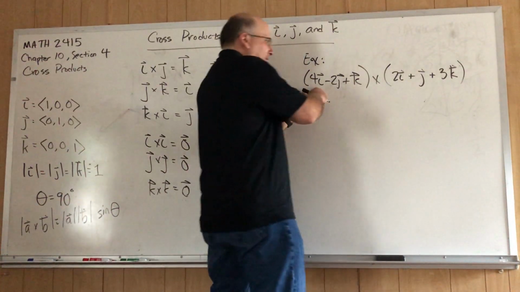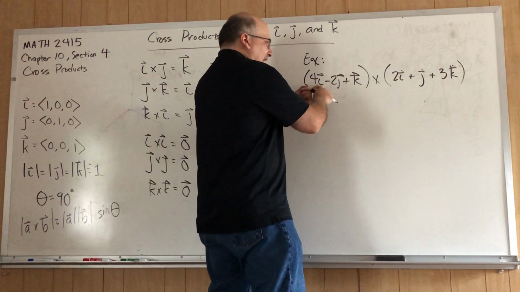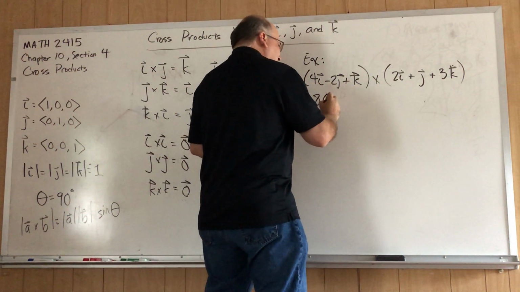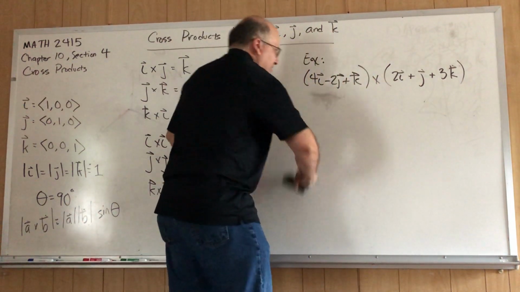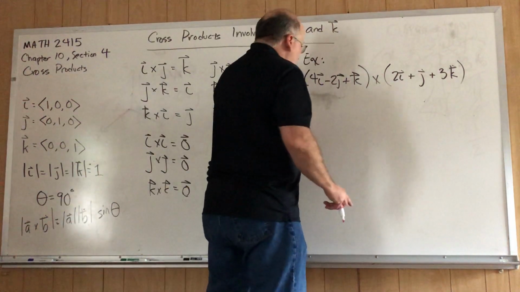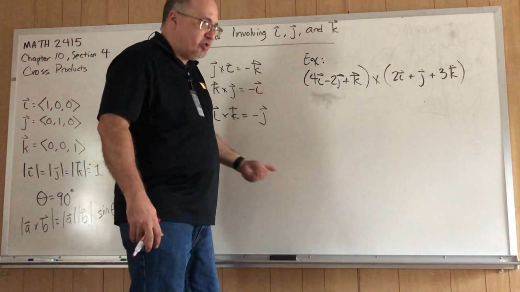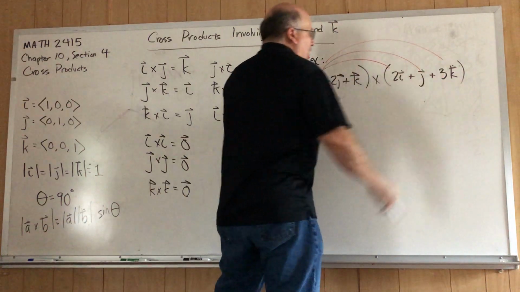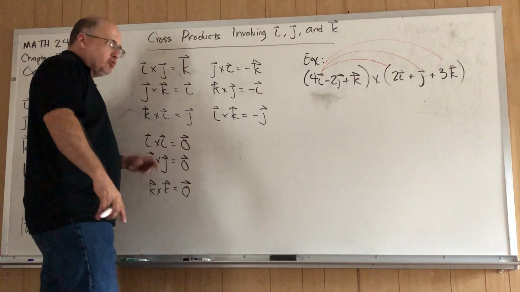So if I were to distribute the 4i, I would get 8 times I cross I. But I cross I is, well, let me write this down. Let's try this again. Now let's use some colors here. If I were to distribute, because we do have distributive properties for cross products and addition and subtraction, if I were to distribute the 4i, then all I have to do is multiply the coefficients and figure out the cross products according to these rules.